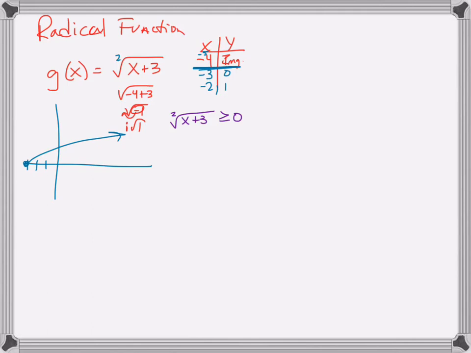Okay, so this is how we solve for the domain. To get rid of a square root, we square both sides, which gives me x plus 3 is greater than or equal to 0, because 0 squared is 0. Subtract 3, and that gives me x is greater than or equal to negative 3. So x has to be greater than or equal to negative 3, which our xy chart confirms for us.